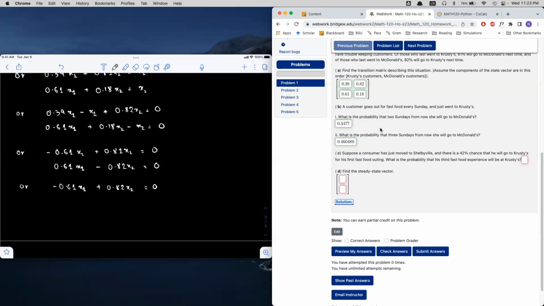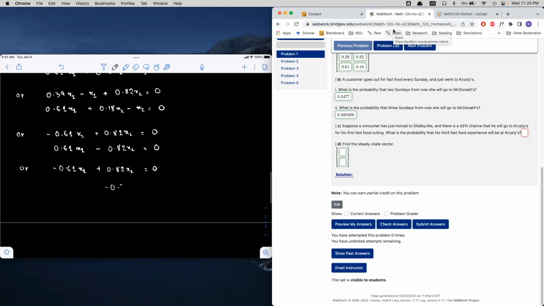So from here you can solve x1 in terms of x2. And you get that negative 0.61 x1 equal to negative 0.82 x2. And if you divide both sides by negative 0.61, what you're going to get is 0.82 over 0.61 x2, or this is going to be equal to 1.34426 x2. So x1 is equal to 1.34426 x2, right?